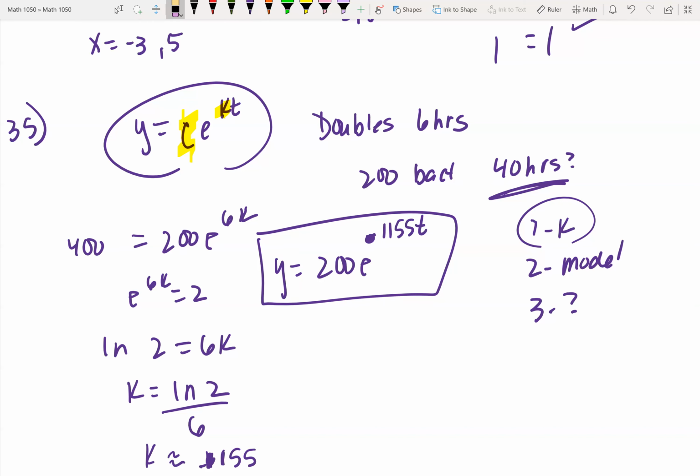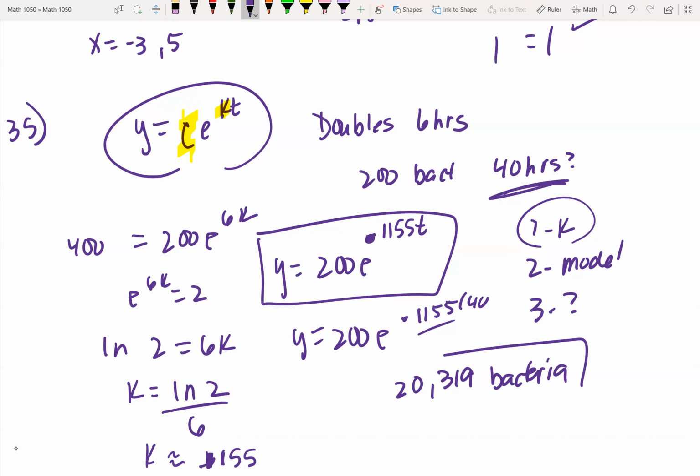So now the question is, how much will you have after 40 hours? So this is very simple. It's 0.1155 times 40. You guys know to use the stored version. So everybody go 200 second ln 40 memvar, enter, enter, and they didn't say where to round, so it's a bacteria. So anyway, I'm going to say 20,319 bacteria. When I talked to you before, I said to round it 3 digits past the decimal if they don't tell you.